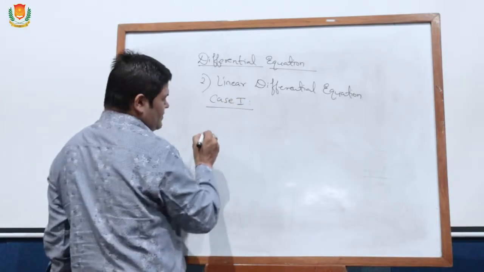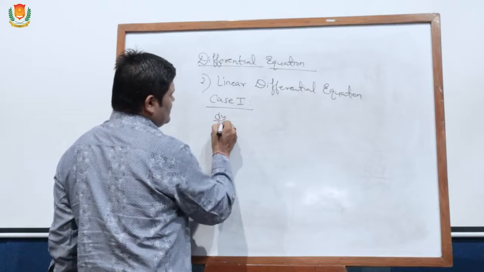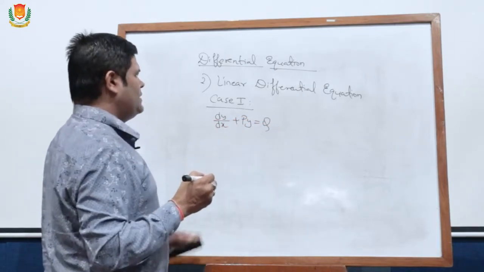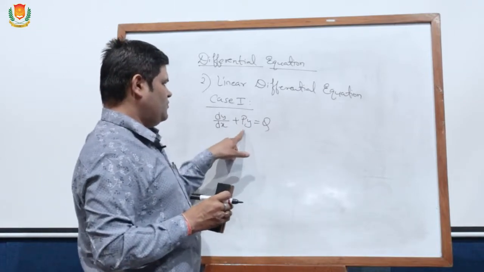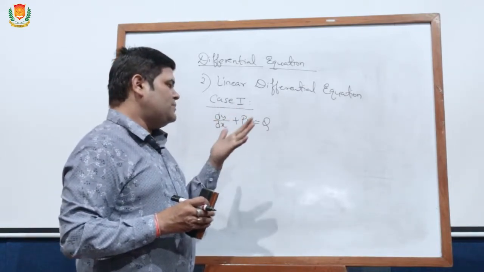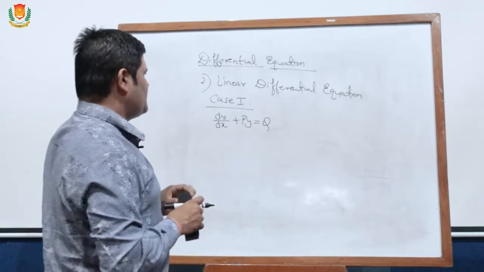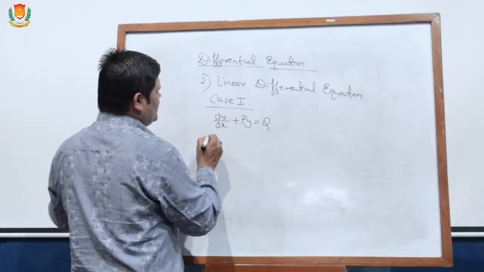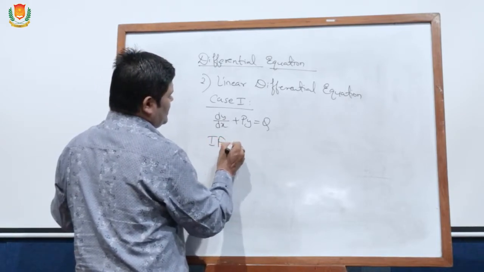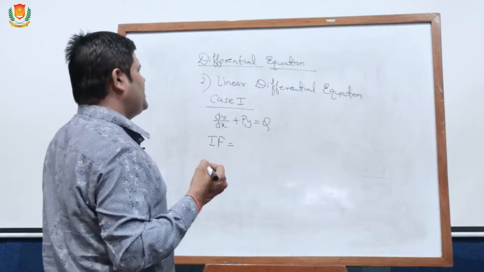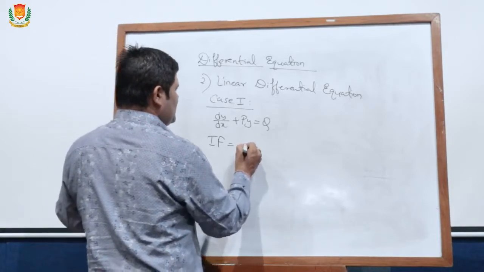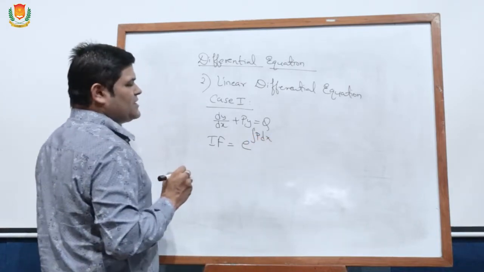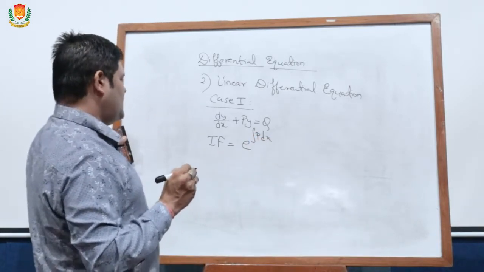What is case 1? dy by dx plus Py equals Q, where P and Q are functions of x. Okay, both are functions of x or constants. With this type of equation, we introduce the IF. When we solve this type of equation, we need the IF. And what is the IF? The IF is e raised to the power integration P dx. The IF is the integrating factor.